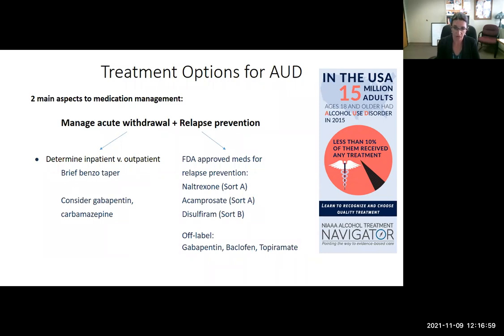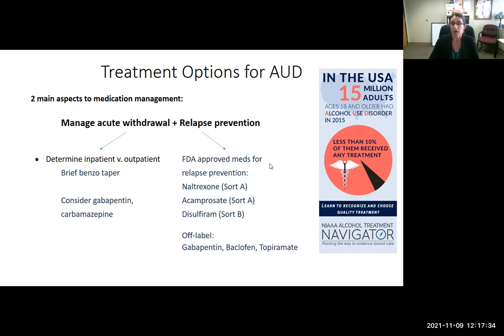And then once you've determined how you can manage their withdrawal, the standard of care is a brief benzodiazepine taper. And really this should be brief, over 5 days. And you can consider other medications that are non-benzodiazepines. So there is some evidence, certainly for carbamazepine, and also some evidence in mild withdrawal cases for higher dose gabapentin. But again, this is more for helping the other related symptoms with withdrawal, as opposed to actual seizure prevention.